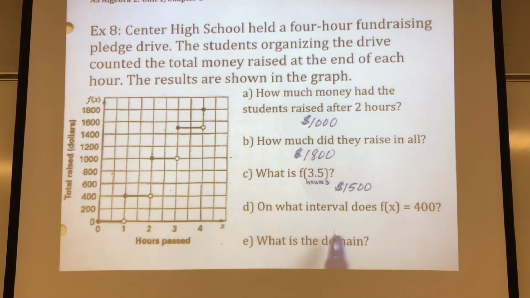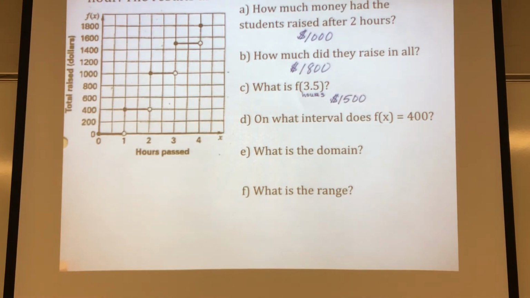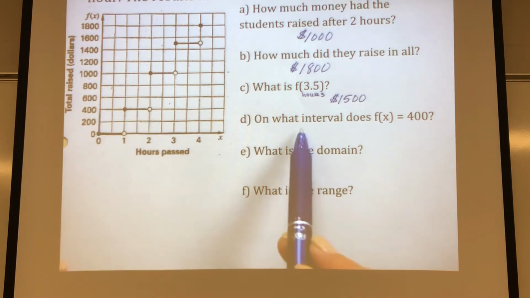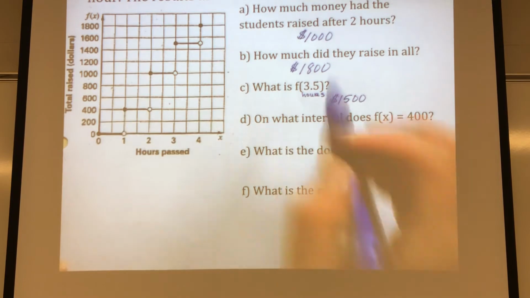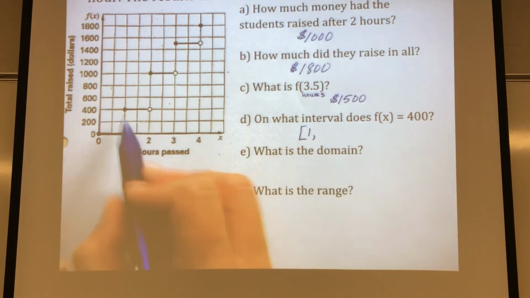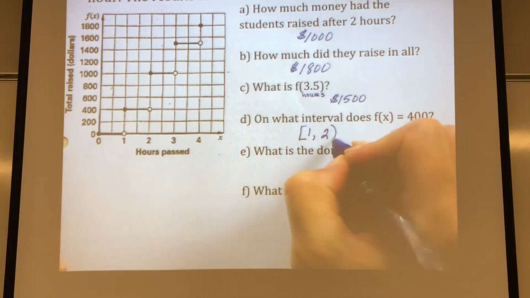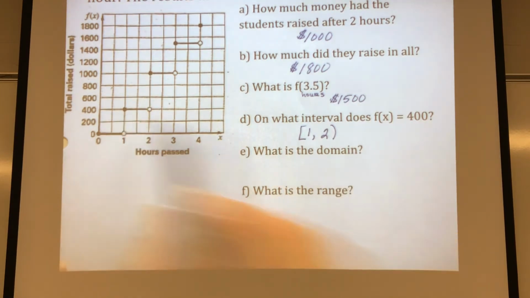On what interval does f of x equal 400? Well, let's see where our function equals 400. Looks like it's from 1 to 2. In an interval, we talked briefly about it the other day. When it's a closed circle, you're going to use a bracket. So we have a bracket starting at 1, and then an open circle at 2 with a parenthesis. So open circle is a parenthesis, closed circle is a bracket.